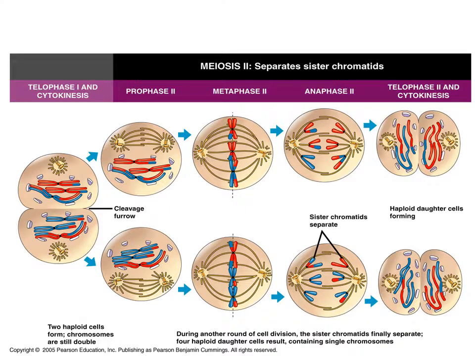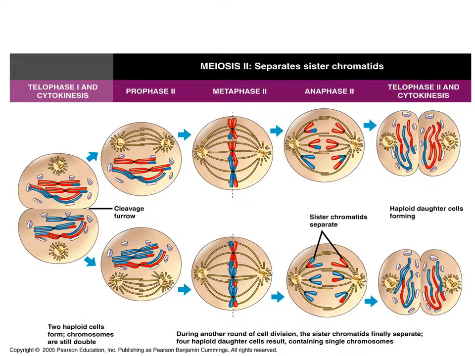Now we're going to go to telophase 1, where the nuclear membrane begins to reform. Then we're going to have cytokinesis, where we're going to pinch off the cytoplasm. Now we have 2 individual cells that are both haploid. The next stage is not interphase. We're going to go straight to prophase 2.